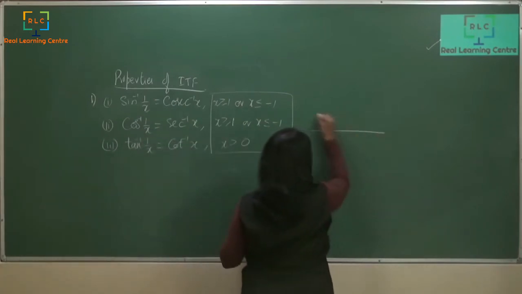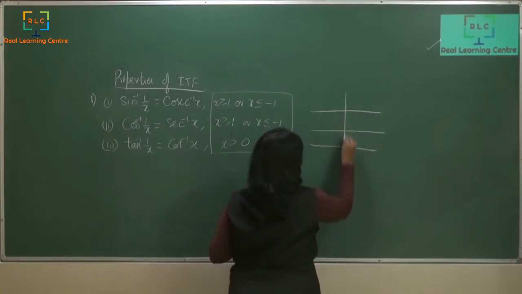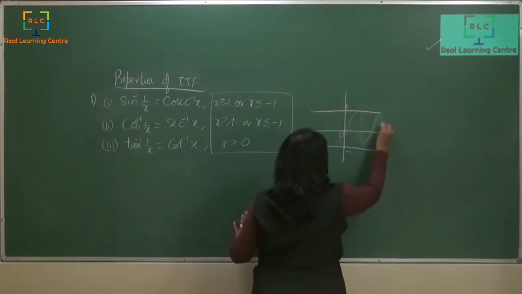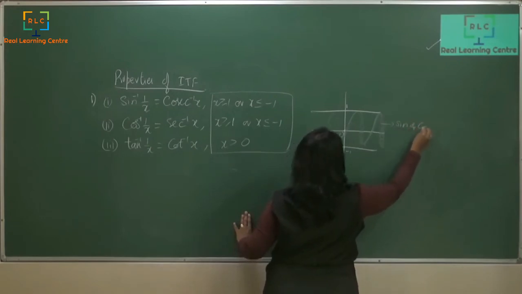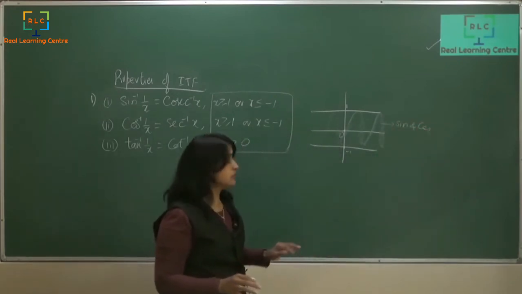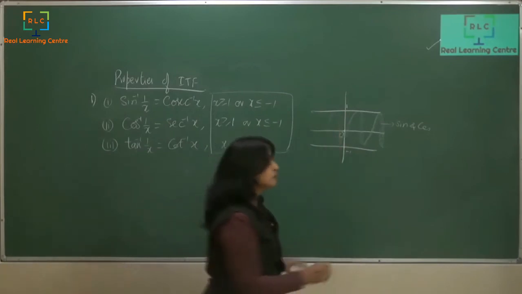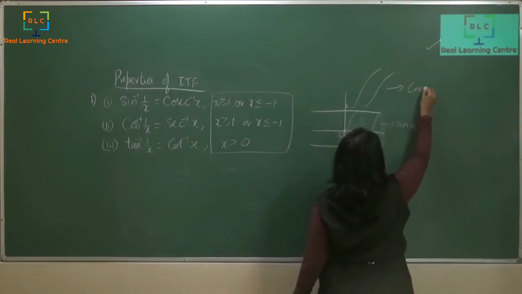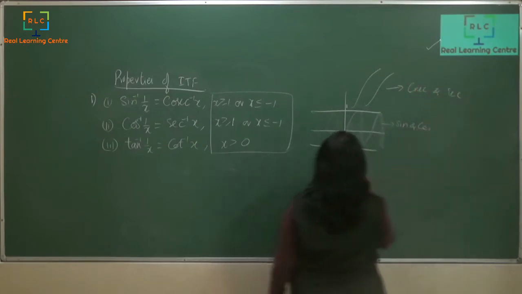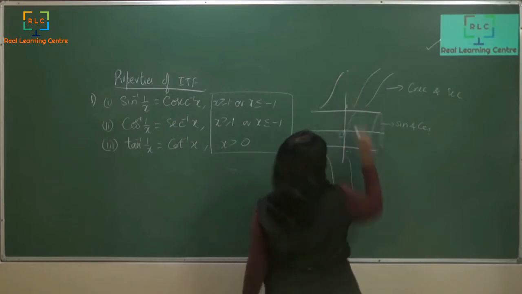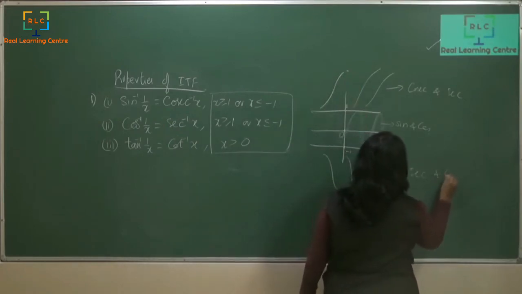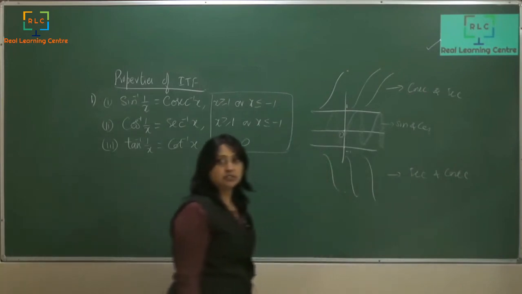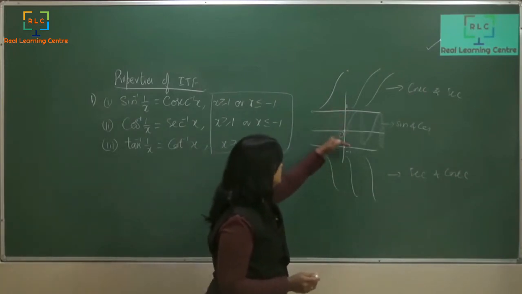So whenever I have any graph, this is plus 1 and this is minus 1, this is the origin. Here you will have your sine and cos. All your sine and cos values lie between minus 1 and plus 1, and this part is for cosecant and secant. This part also is for secant and cosecant. I want you to remember it like this. So sine and cos will always lie between minus 1 and plus 1.